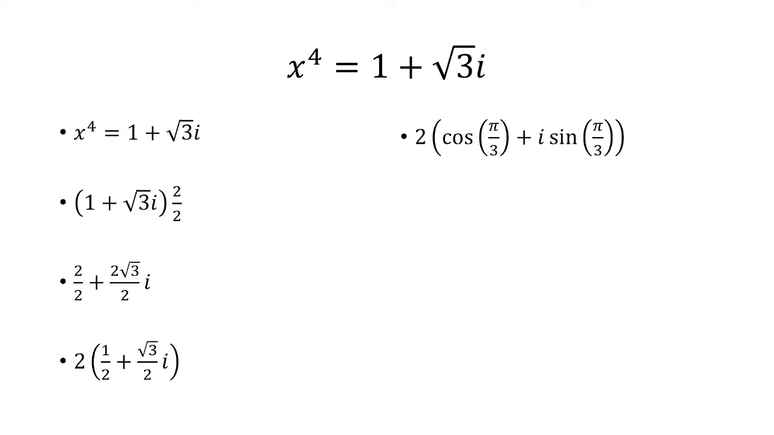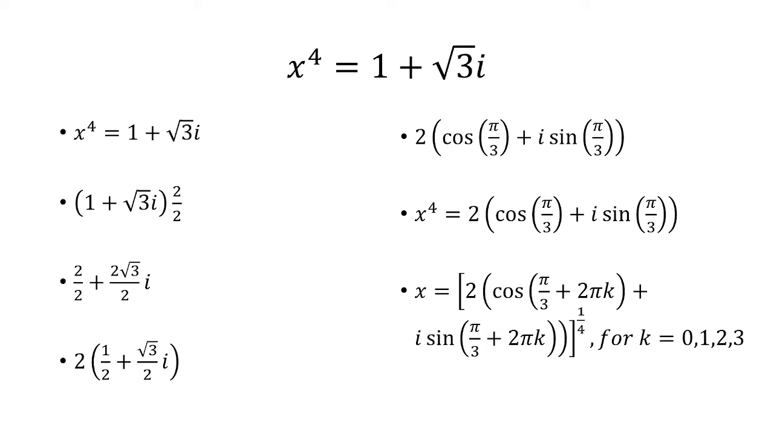From here, I know that I can rewrite 1 plus root 3 i equals x to the fourth as just x to the fourth equals 2 times cosine pi over 3 plus i sine pi over 3. And then I'm going to take the fourth root of both sides. And I can rewrite cosine pi over 3 and sine pi over 3 as cosine of pi over 3 plus 2 pi k, and then sine of pi over 3 plus 2 pi k. And here we're looking for 4 roots, so I'm going to start with k equals 0, 1, 2, and 3.